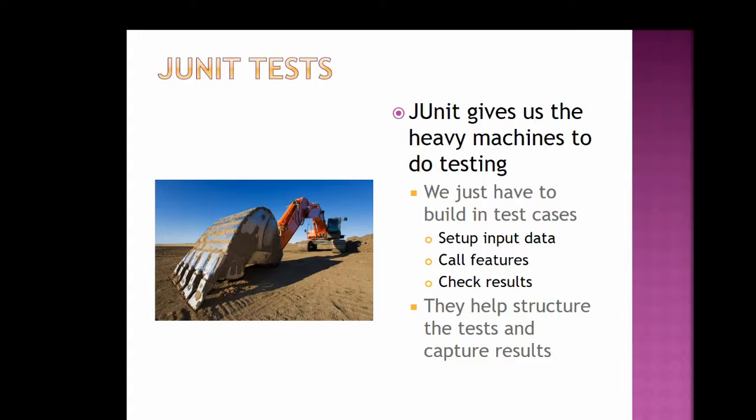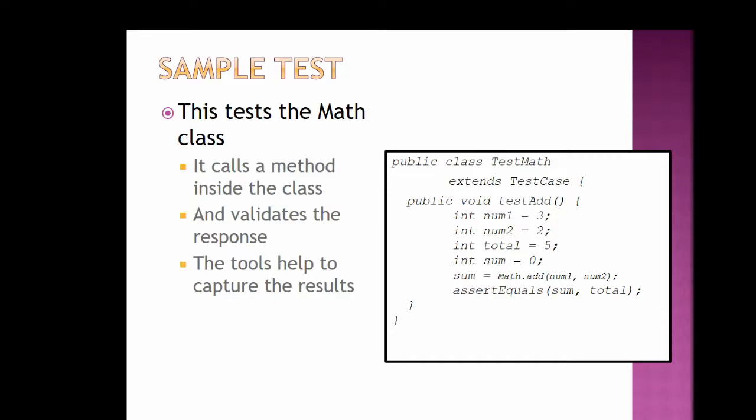So the idea of JUnit tests is it gives us a framework to do the heavy lifting of running test cases. It sets up the input data through a structure for that. We still have to design it and code a little bit of that, but it gives us a place to set up input data. It gives us a place from which we call features. It gives us a place and a bunch of tools to be able to check the results and then report them back out. So it takes away us having to design all that and gives us a framework by which we can construct and execute tests.